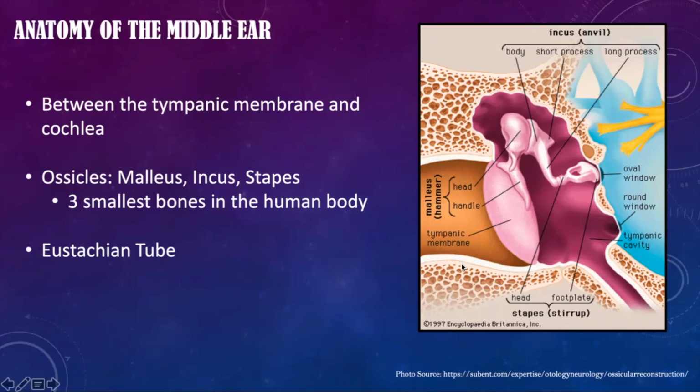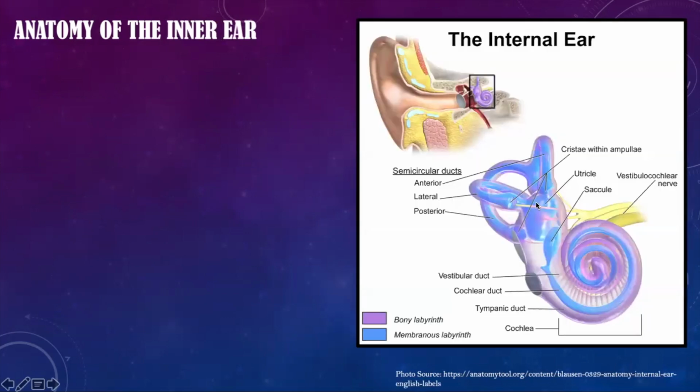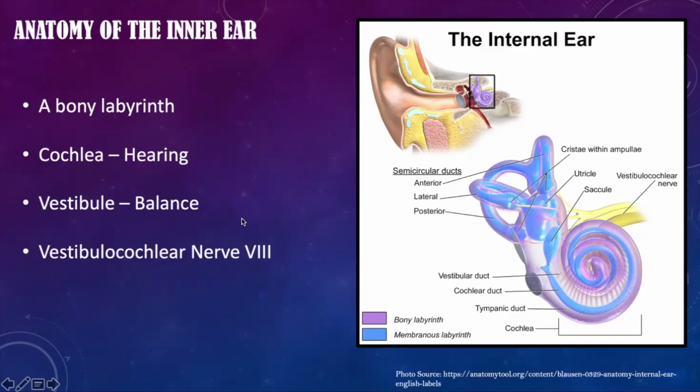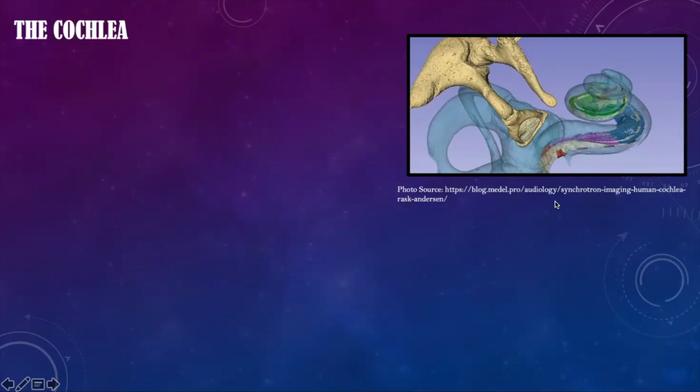Let's dive deeper now into the inner ear. The inner ear can sometimes also be called the bony labyrinth, and it includes the cochlea, which serves the function of hearing. The vestibule serves the function of balance, and the vestibulocochlear nerve, cranial nerve 8, takes any neural signals from the vestibule and the cochlea to the brain. We're going to dive much deeper into the cochlea in the coming slides. You can see the cochlea pictured here.